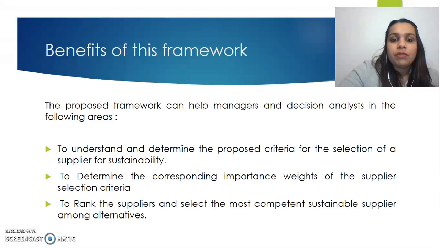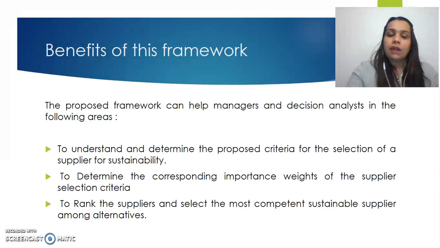The proposed framework can help managers and decision analysts in the following areas. Here we will talk about the benefits of this particular research framework. The first is to understand and to determine the proposed criteria for the selection of a supplier for sustainability. The next is to determine the corresponding importance weight of the supplier selection criteria. And in the end, to rank the suppliers and to select the most competent sustainable supplier among the alternatives.